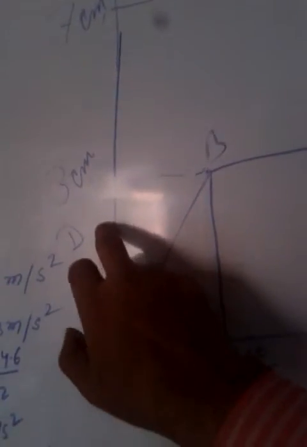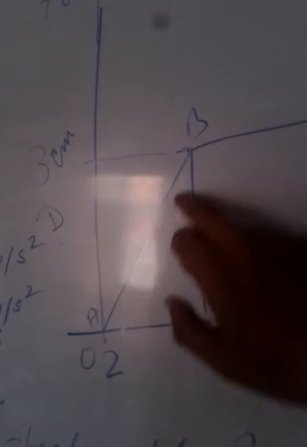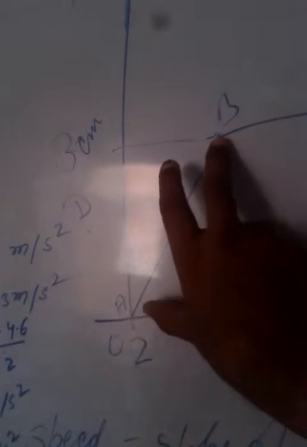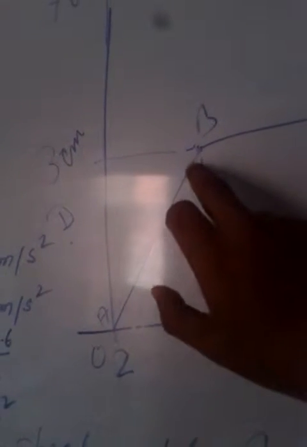From this figure, we have to discuss and derive. It is a distance time graph. What does it represent? In a distance time graph, if the graph is like that, then it shows that the object is moving with a uniform velocity.